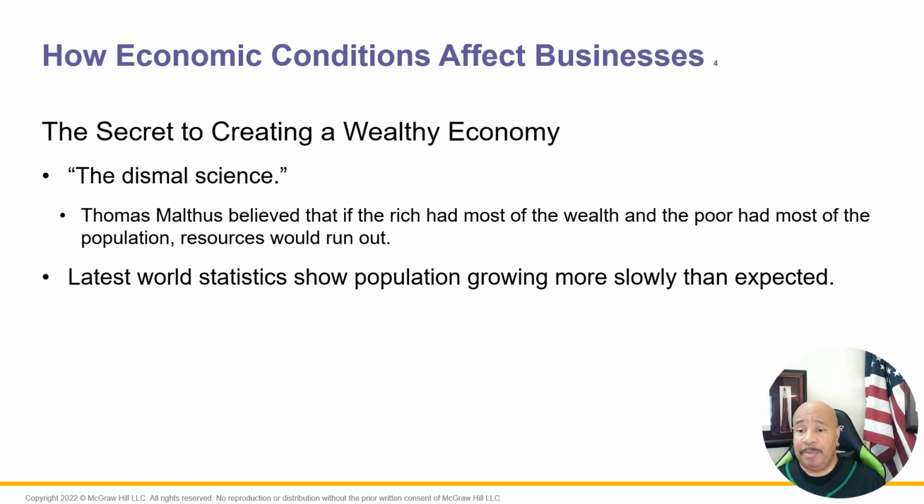Economic conditions affect businesses, continued. The secret to creating a wealthy economy, the dismal science. Thomas Malthus believed that if the rich had most of the wealth and the poor had most of the population, resources would run out. That was his philosophy. He's an economist. Latest world statistics do show population growing more slowly than expected. So hopefully this will be the opposite of his hypothesis.